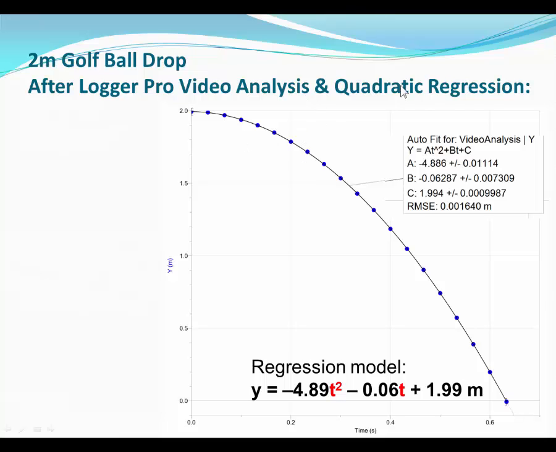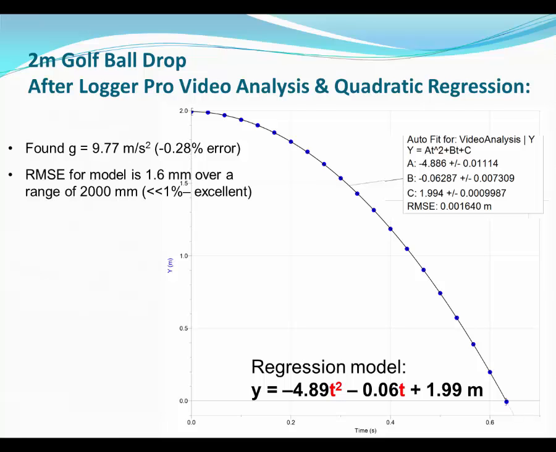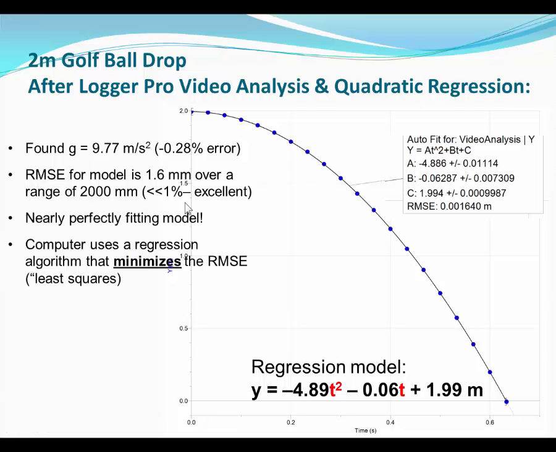And what we found in Logger Pro was that, first of all, you find that g equals 9.77 meters per second squared relative to 9.80. So we're only about 1/4% error on this data, which is a very close match. You don't get better experimental data than this in our high school lab. Secondly, the root mean square error, which we see here, is only 1.6 millimeters over a 2,000 millimeter drop, so it's much less than 1% variance from our data, and so that's a very, very good fit. And so it's a nearly perfect fit for this model.